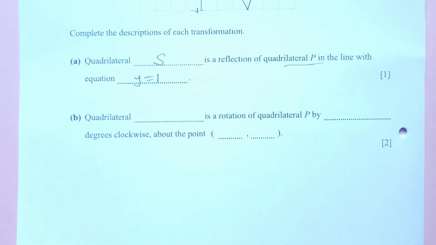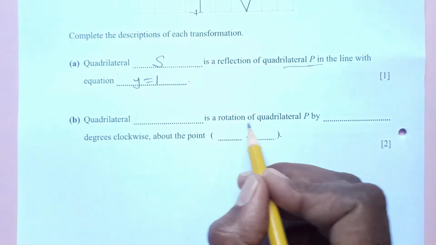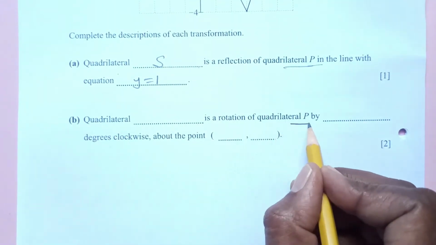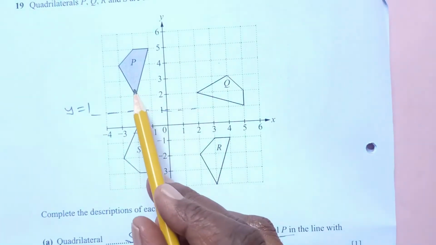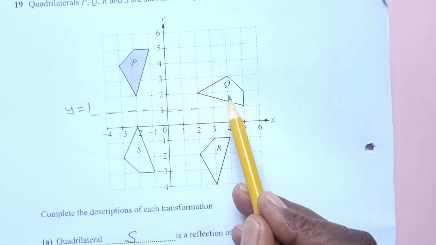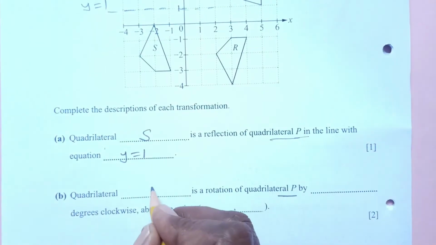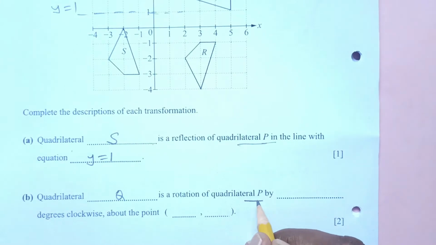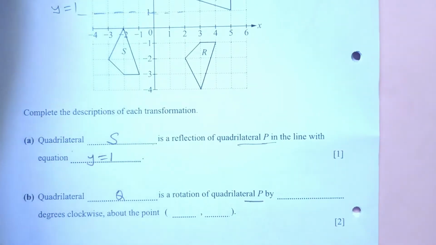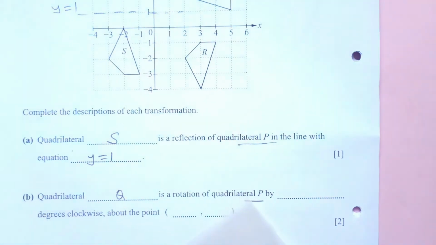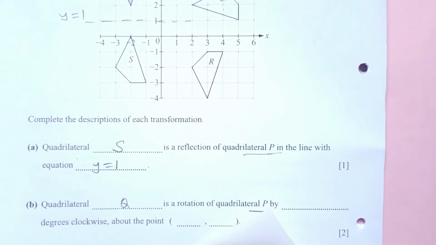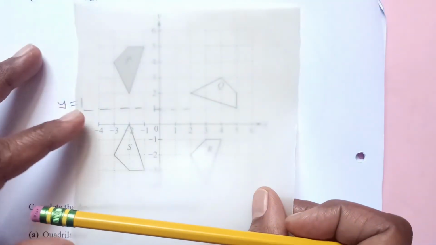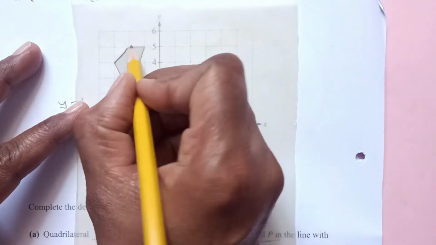Now next, quadrilateral dash is a rotation of quadrilateral P by something. So which is a rotation here? From P, the only rotation you can see is Q. So Q is a rotation of P by how much it has rotated. We can again use tracing paper for that. So this is actually from P, let me see, this is P.